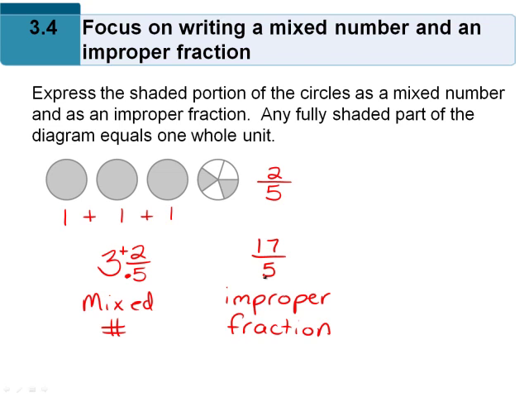Now here's why it works. If this last circle is cut into 5, we're assuming all those other 3 circles are cut into 5 pieces also. So you've got 5, 10, 15 pieces, 16, 17 pieces on that last 2, so you've got 17 over 5. But instead of doing all that, it's a lot easier just to change your mixed number to an improper fraction. And we're going to look at more of those problems in a minute.